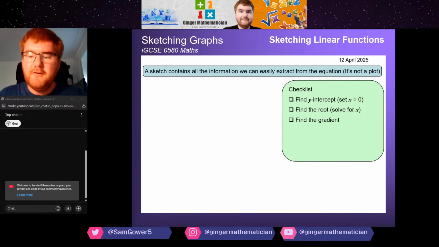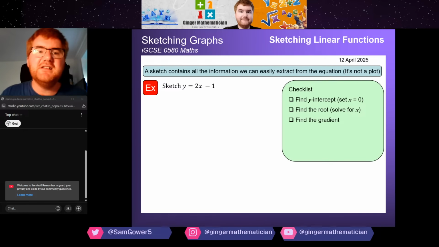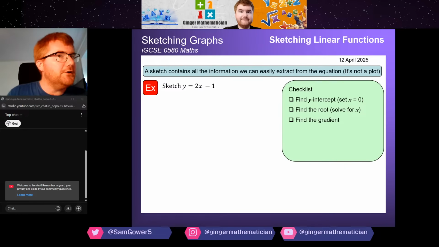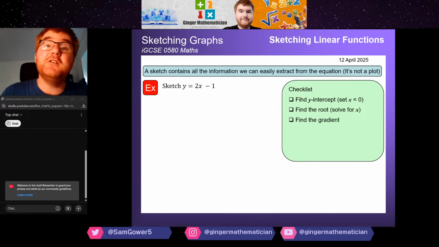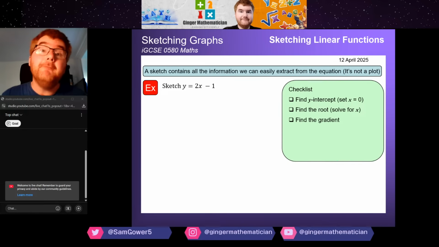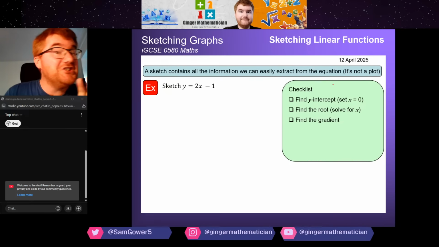Now we're going to start off with something nice and straightforward. So we're going to start with a sketch. Now this is not plotting, but a sketch of y equals 2x minus 1. So we've got our checklist here. Whenever I work with a linear function, quadratic, cubic, or any other function for that matter, I usually have my checklist here to make sure I'm doing everything correct.